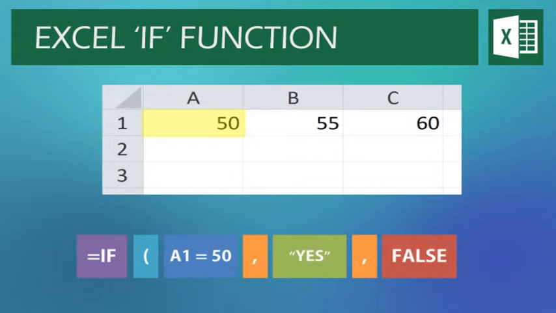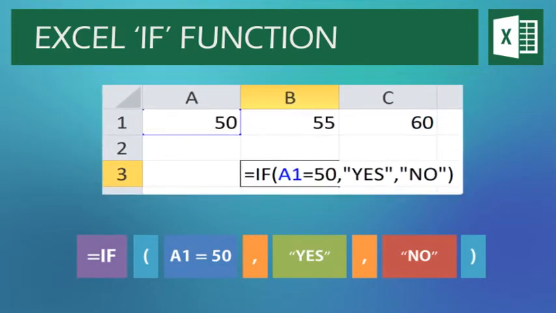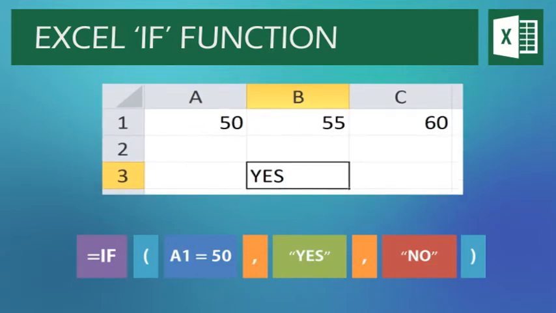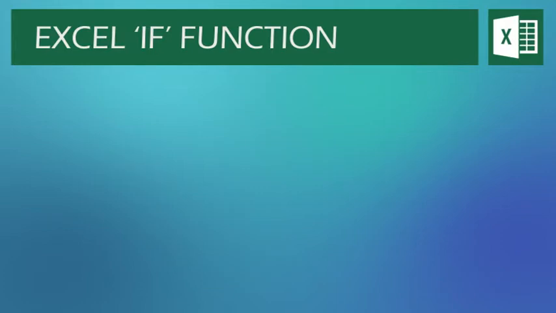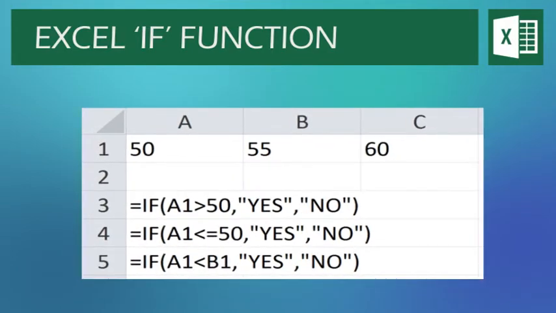In this example, I want my false value to say no. Remember, as it's a piece of text, it needs to be inside speech marks. To finish the if function, I need to close the brackets. In these if functions, I have tested for A1 greater than 50, A1 less than or equal to 50, and A1 less than B1.